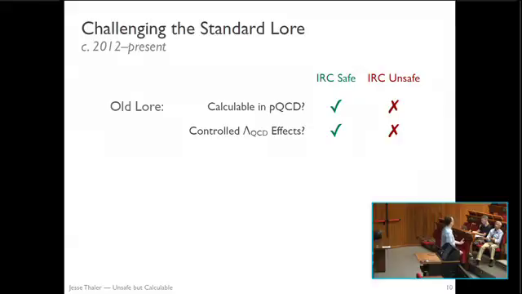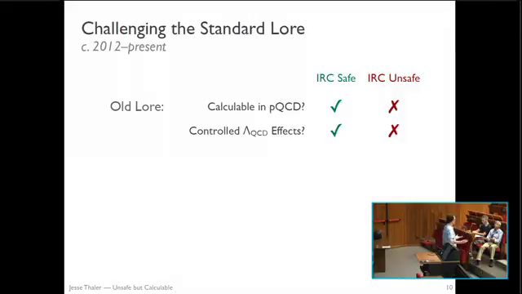that the mapping from partons, quarks and gluons, to hadrons, pions and kaons, is under control, and effectively those hadronization effects are suppressed by lambda QCD, such that if you're at high enough energies, those corrections are small. On the other side, if you're unsafe, then you're totally incalculable and there's nothing you can do. Unsafe: no calculability in perturbative QCD, no control over hadronization effects, go home, don't measure things that are unsafe. That's at least the standard lore.